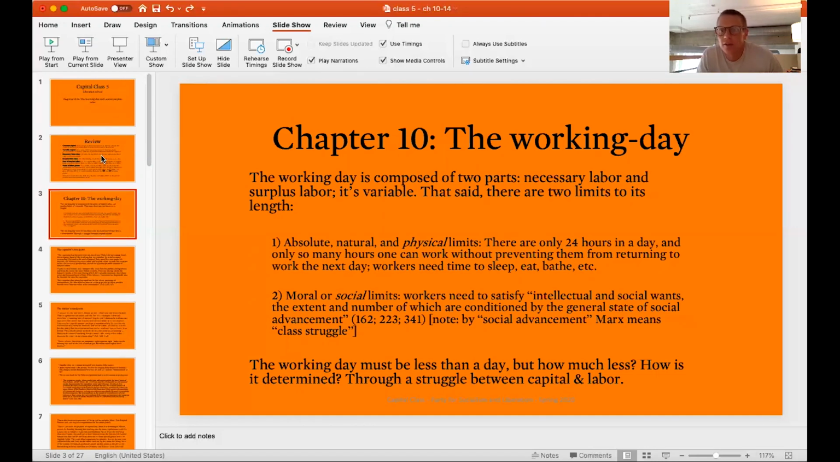And there are limits to the working day, right? So the first is that there's only 24 hours in a day, right? And there's only so many hours that one can work without being prevented from or disabled from returning to work the next day. And the other is that there are moral or social limits, right? So workers need also to satisfy intellectual and social wants, and these will vary based on the state of the class struggle. So the working day has to be less than a day, but how much less and how is this determined? And it's really determined through struggle, through class struggle, the struggle between capital and labor.